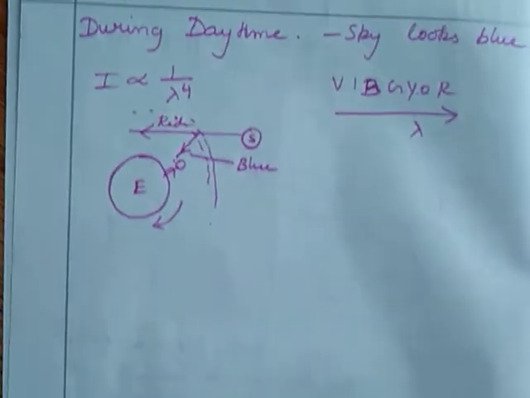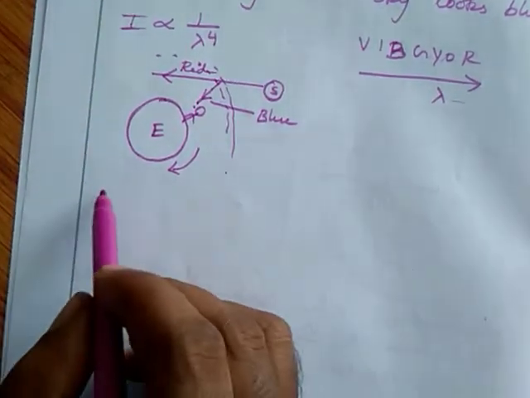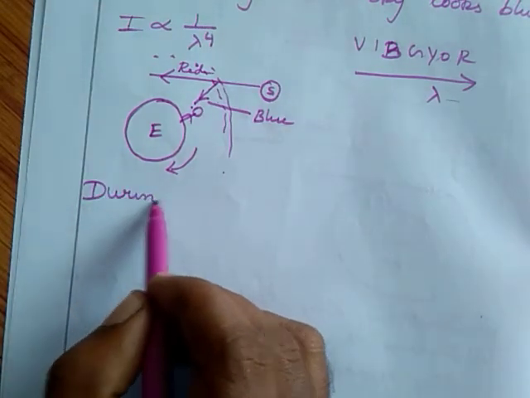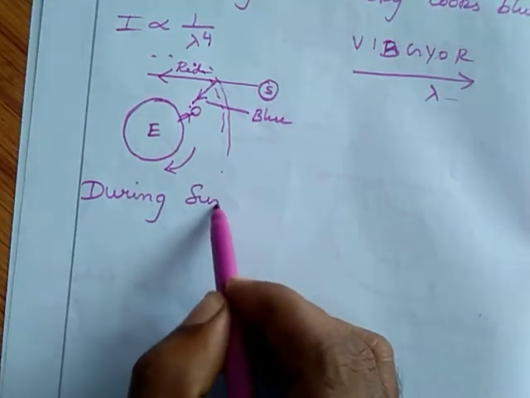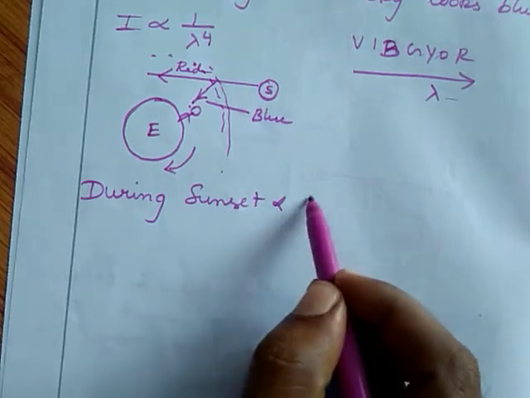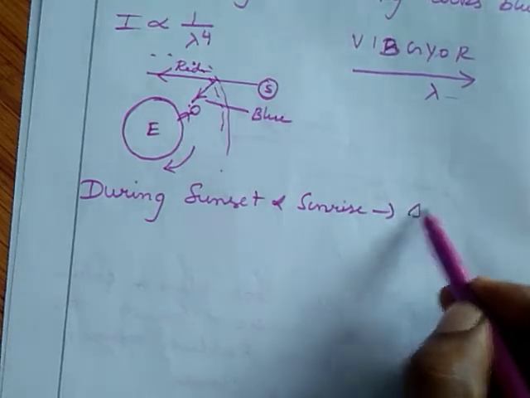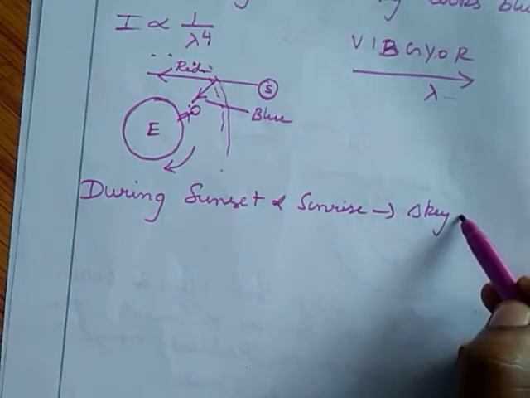Then our next case, that is during sunrise and sunset. During sunset and sunrise, the sky looks reddish orange.